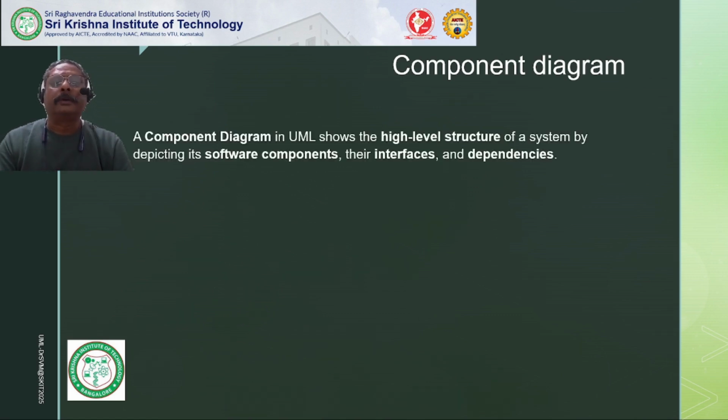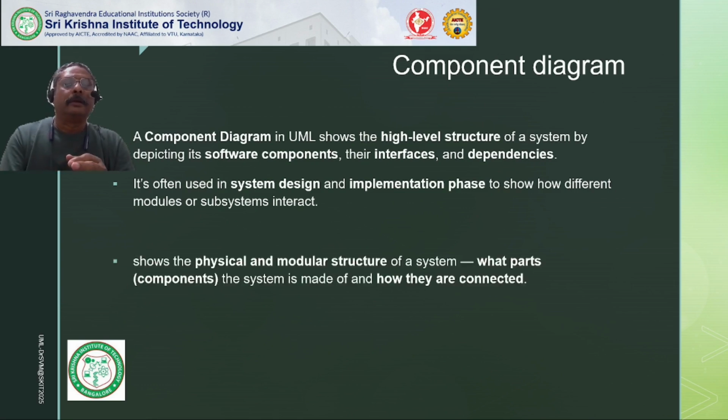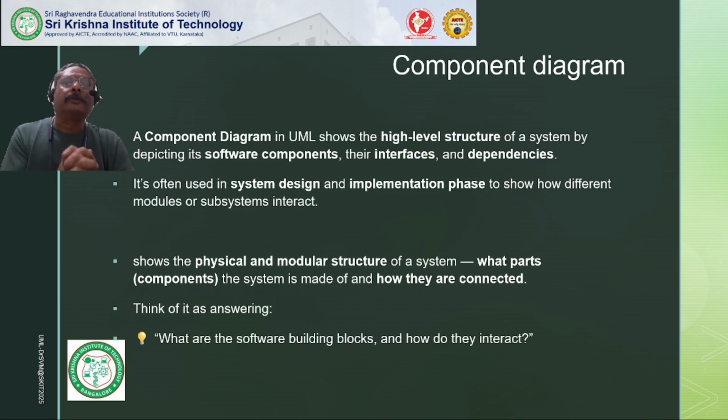A component diagram shows a high level structure of a system by depicting the software components and their interfaces and their dependencies. It is often used in the system design and implementation phase to show how different modules or subsystems interact. The component diagram shows the physical and modular structure of a system: what parts, or components, the system is made of and how they are connected. Think of it as answering what the software building blocks are and how they interact with each other.